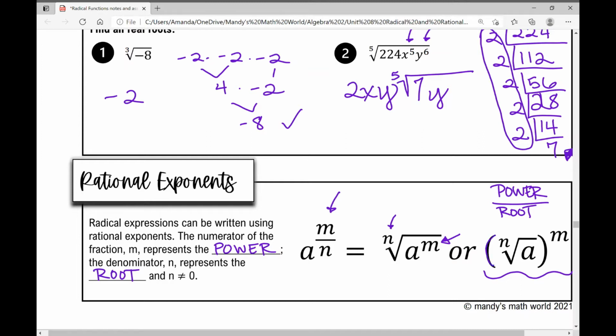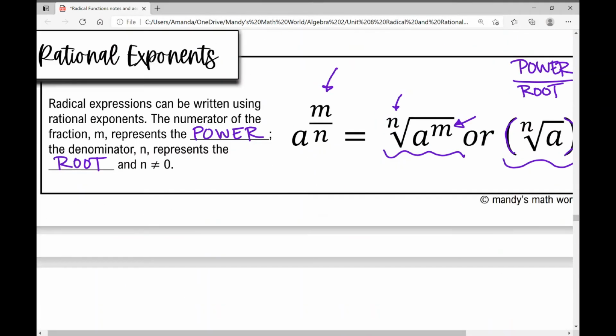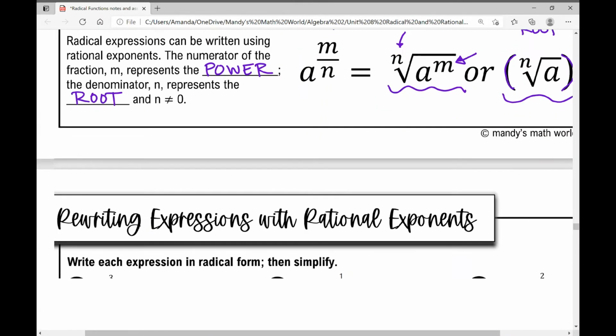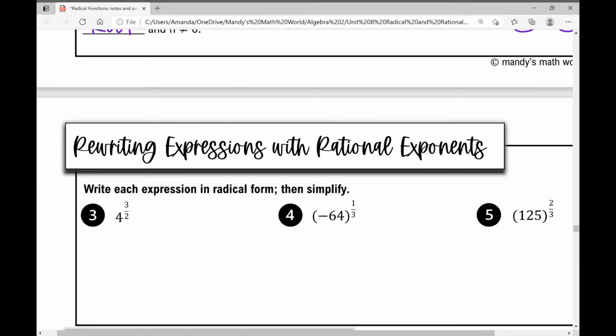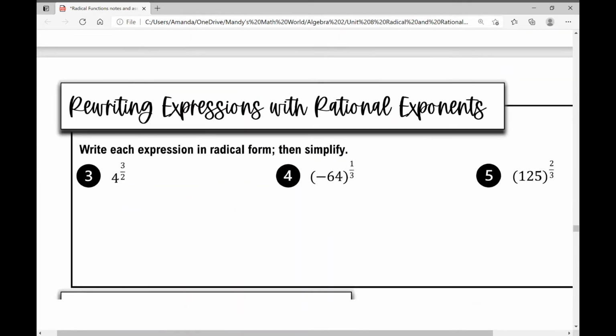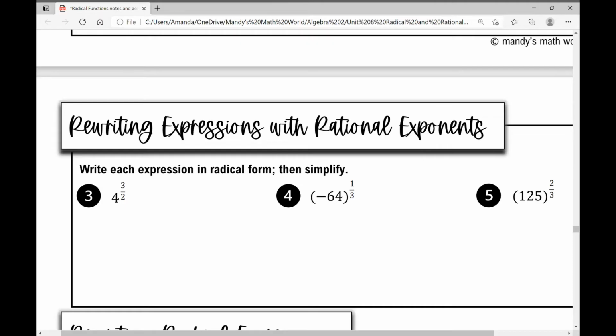So you can find the nth root of a, and then you can raise that to the power of m, or you can write it like this, a to the power of m, and then find the nth root of that. So what we're going to do in this next little section is just rewrite expressions with rational exponents. So in 3 through 5, I'm going to take these expressions involving rational exponents, and we're going to rewrite them as radical expressions and simplify them if we can.